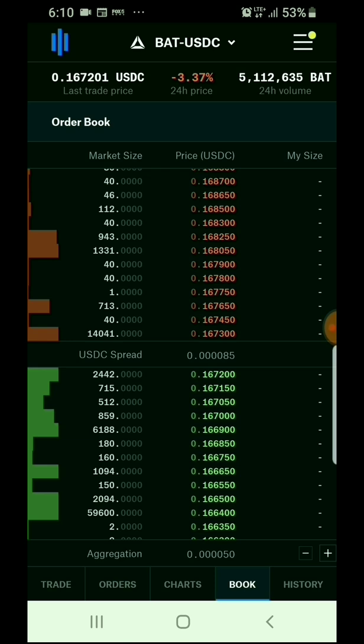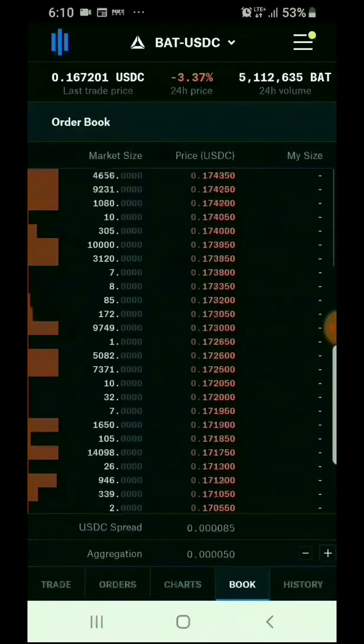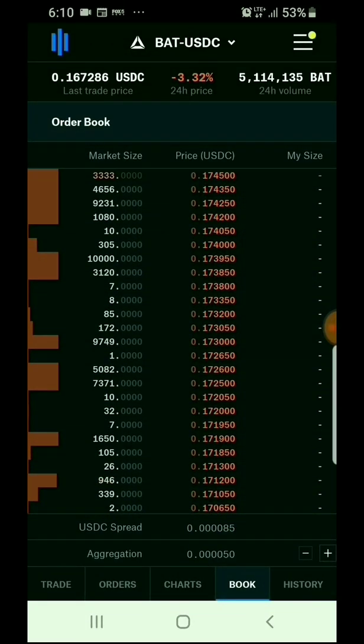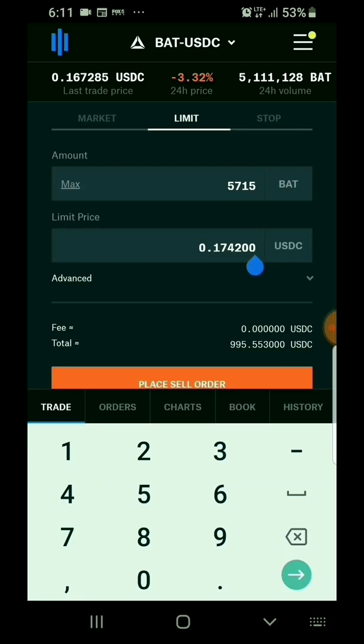Let me go back to the book one last time, just to make sure it's right. Okay, actually that is 450. And right above that, I have 174,200. So I'm going to make that 174,199. That's what it's going to be. So let me go back to my trade. 174,199.